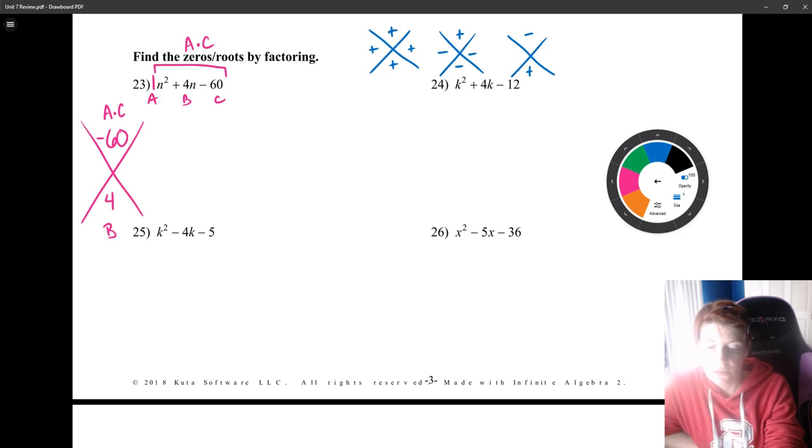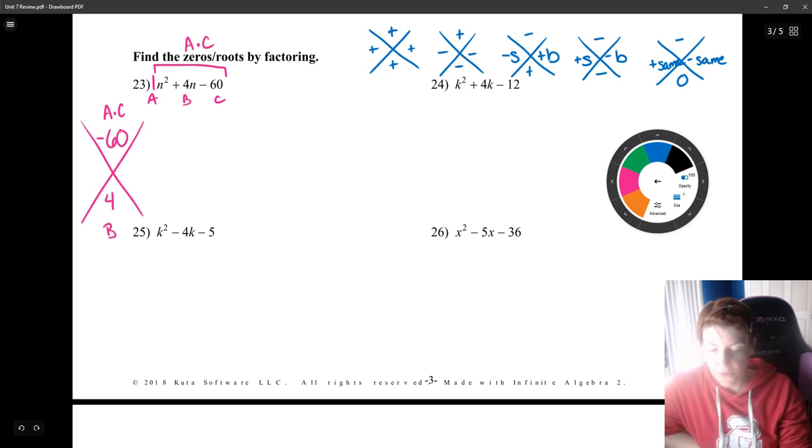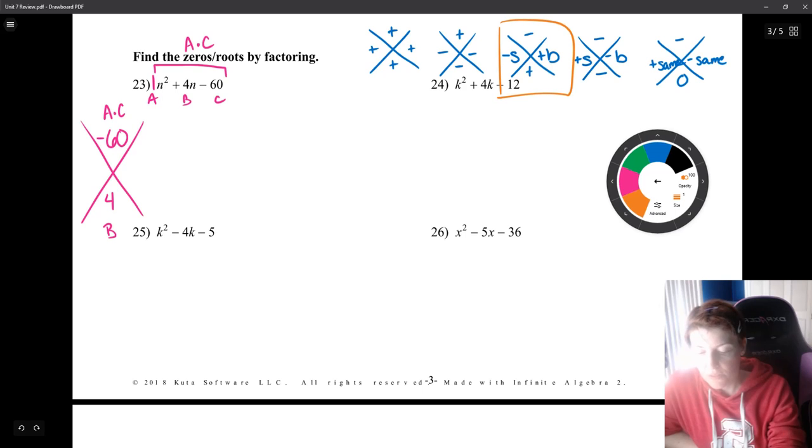Negative on top with a positive on bottom means I'm going to have a negative small number and a positive big number. Negative on top, negative on bottom means a positive small number and a negative big number. And a negative on top with a 0 on the bottom is a positive of the same and a negative of the same. Okay. Ours is a negative on the top and a positive on the bottom. So we are going to be using this one right here. That tells me I have a negative small number and a positive big number.